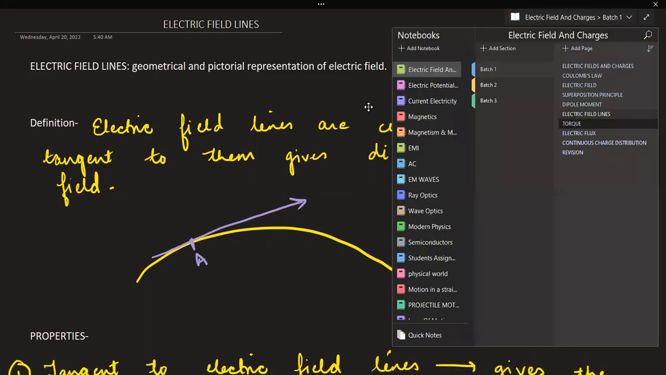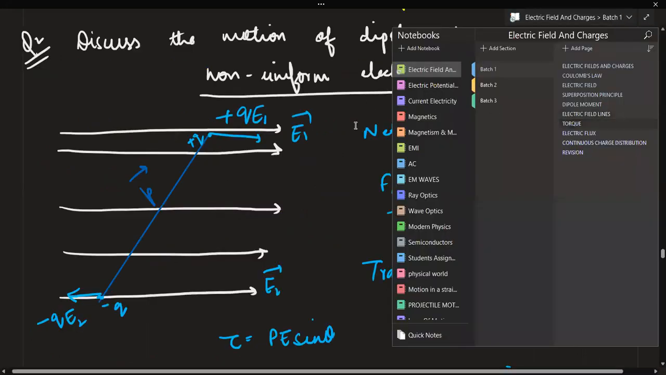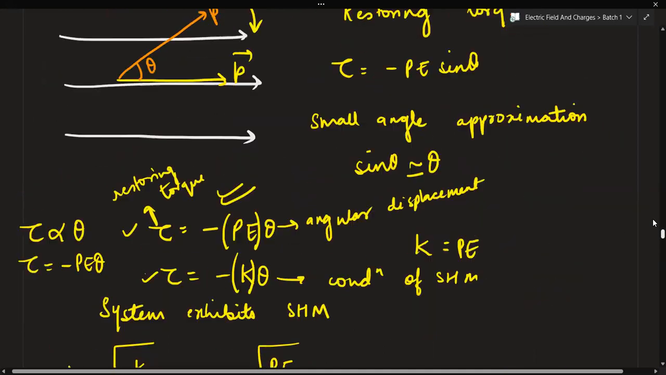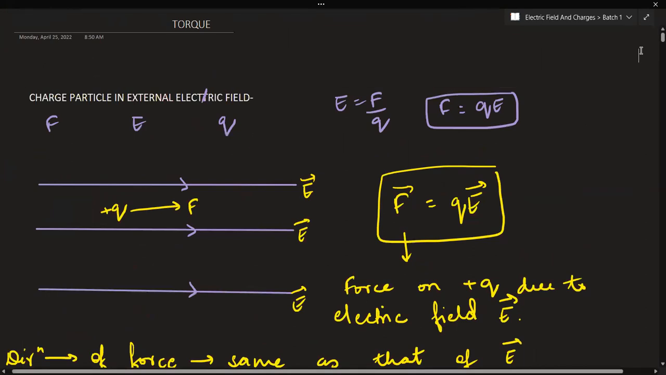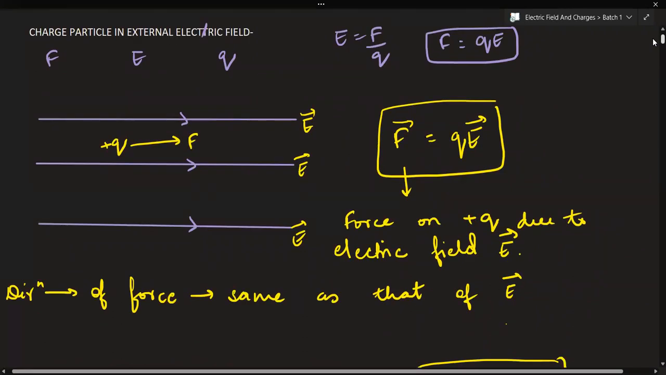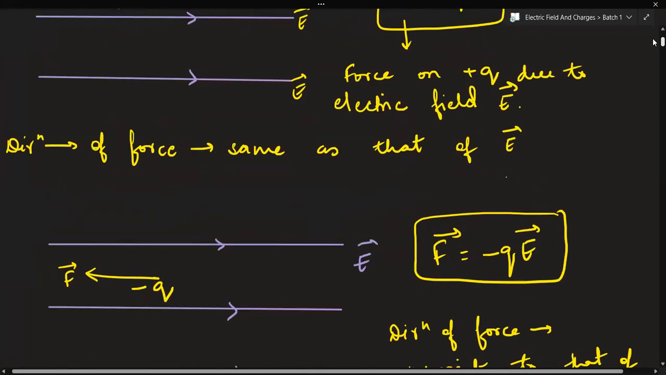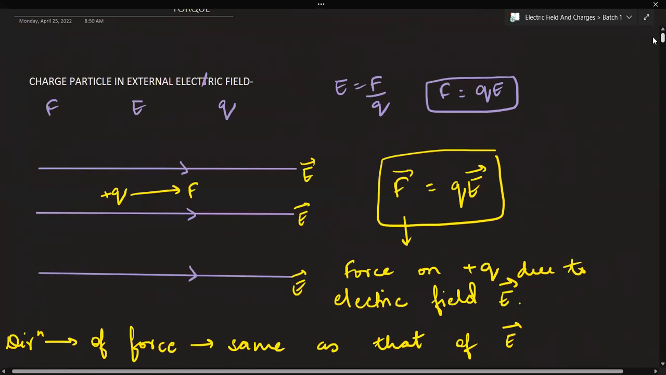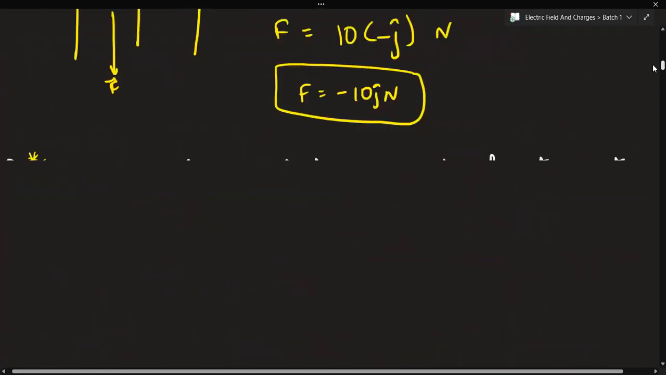Next, torque. Questions on torque are usually asked in the exam more than the derivation, because the derivation and everything is actually a part of class 11. But if it comes to writing about torque, you have to show this: first the charge and then the external field.